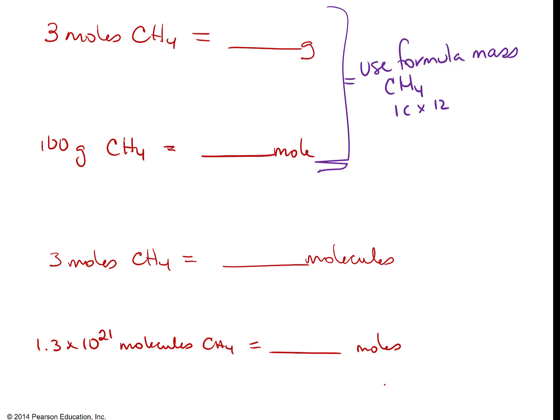We have 4 hydrogens. Each hydrogen weighs 1. Okay? And you'll always have a periodic table. You don't have to memorize this. You just remember you're taking the mass from the periodic table, and for us, round to a whole number. So 12 plus 4 is 16. So there is 16 grams in 1 mole.